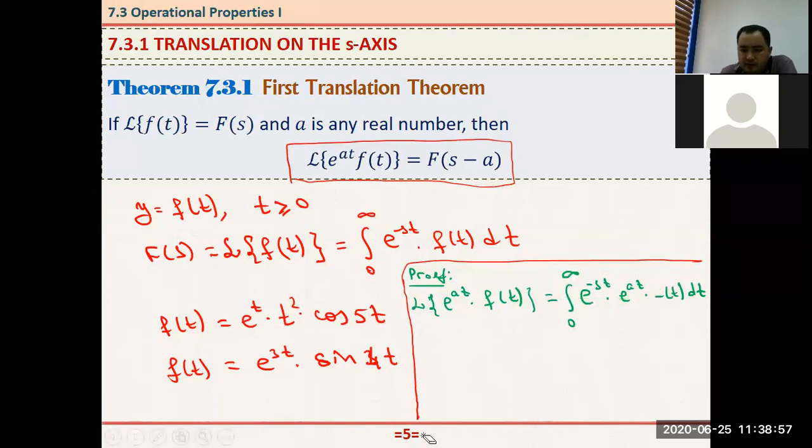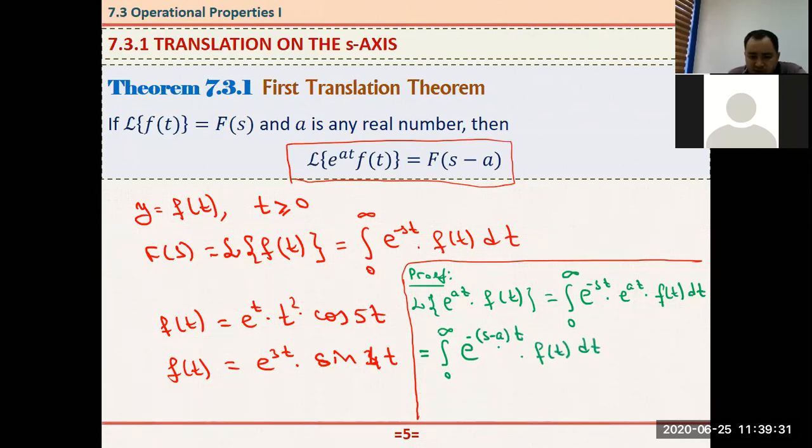Anyway, equals e to the power minus st, e to the power at. So I can simplify this because the bases are the same. E to the power minus, right? T is a common factor. Since they are multiplied, we should add their exponents. So here we have e to the power minus (s minus a) t times f of t dt.